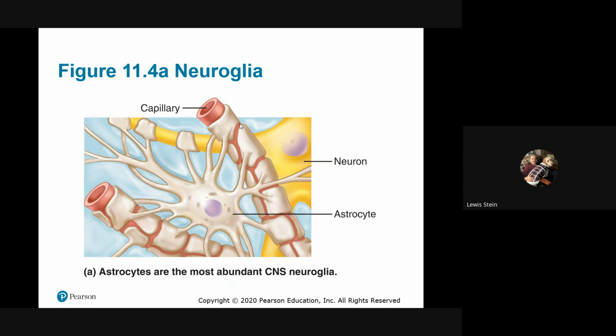Basically, they're controlling what's going in and what's going out. And the limitation kind of comes from the capillary because of this abundance of tight junctions. That's the blood-brain barrier. We're going to go over it yet again down the road. It's terribly important to be familiar.